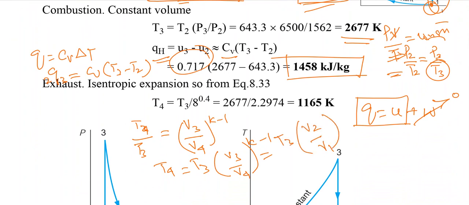Why are we writing in terms of V2 and V1? Because the ratio V1 by V2 is already given, and that is 8. So we have V2 by V1, that would be 1 over 8. So just putting in the values, you can find that T4 would be equal to T3 times (1 by 8) raised to power 0.4, and we get the temperature, which is 1165.